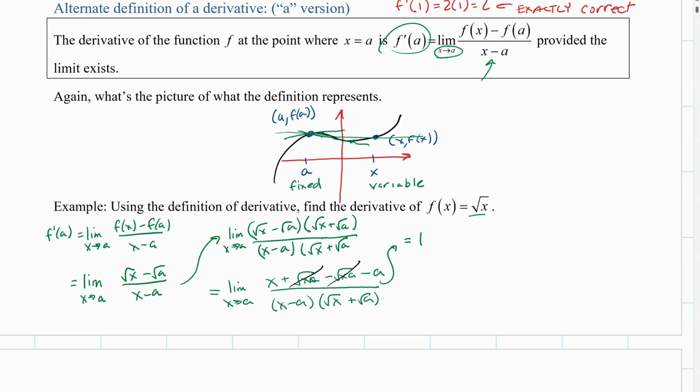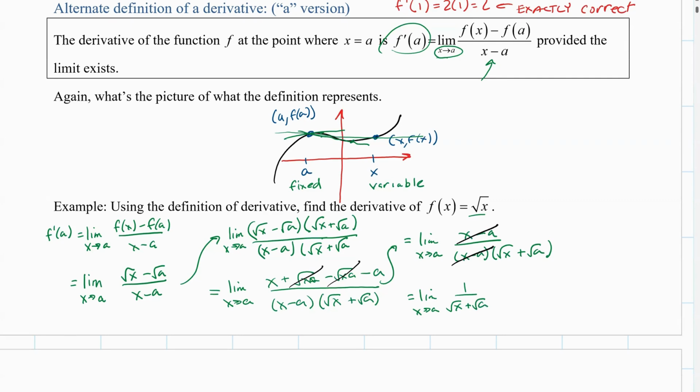I go back up here, the limit as x approaches a of x minus a over x minus a times the square root of x plus the square root of a. Get out our cancellation pen, see that those two cancel, and now we have something that we think is useful, and that is 1 over the square root of x plus the square root of a.